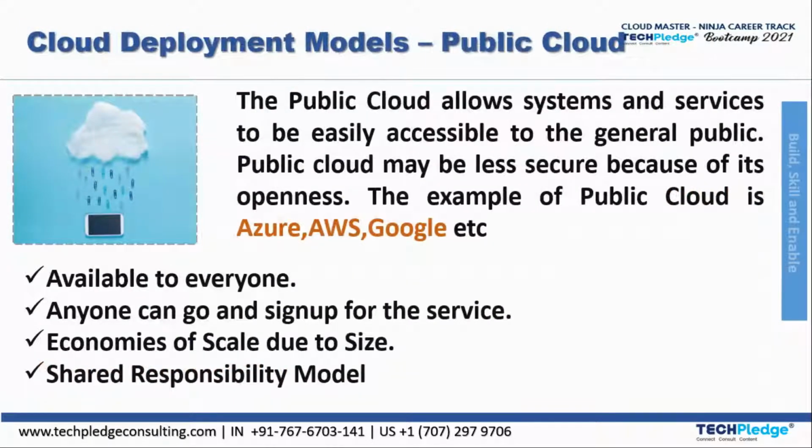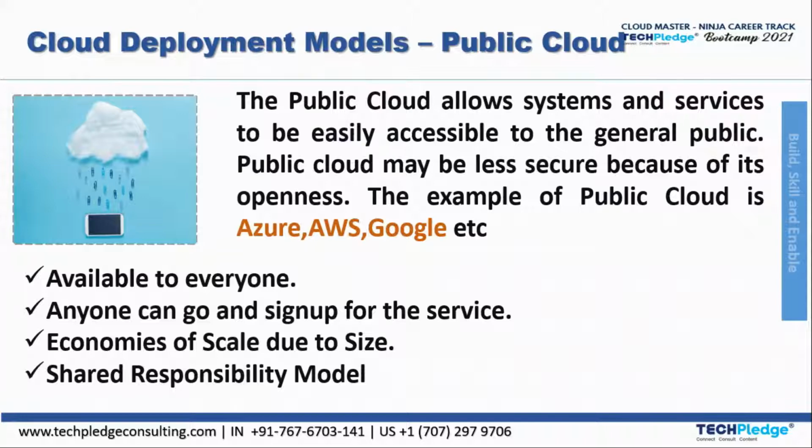Okay, moving on to the next cloud. As we have seen the private cloud, the exact vice versa is the public cloud. So what does a public cloud actually mean? As the name suggests, it's accessible to all the public. It's a public deployment model in the cloud that is perfect for organizations which are growing, and which have fluctuating demands. For all that, the public cloud comes into the picture. The public cloud allows the systems and services to be easily accessible to the general public. So a public cloud may be less secure because of the openness.